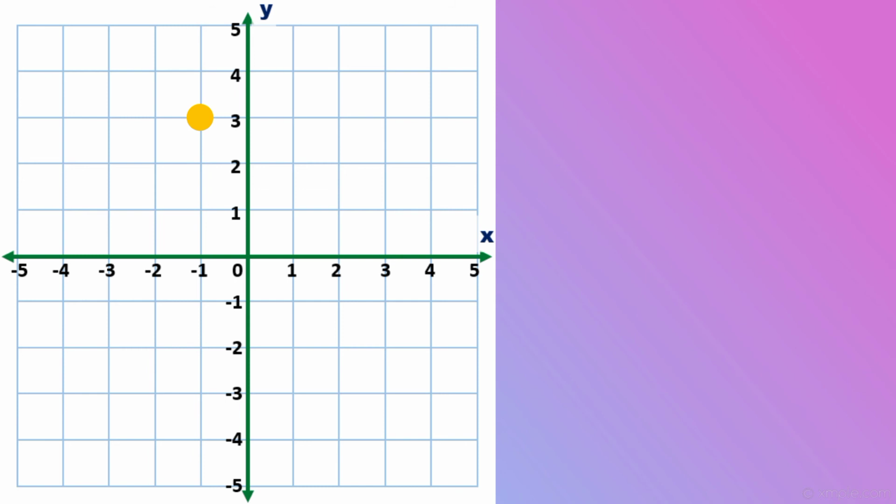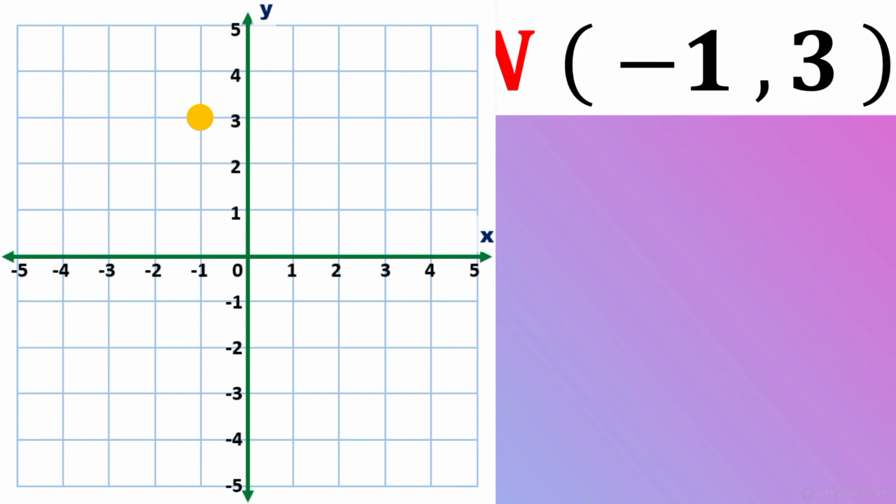Okay, let's name the coordinate of this point. Since this point falls at -1 on the x-axis and +3 on the y-axis, we can write it as -1, +3. We can name this ordered pair as point N. We use capital letters to name a point.